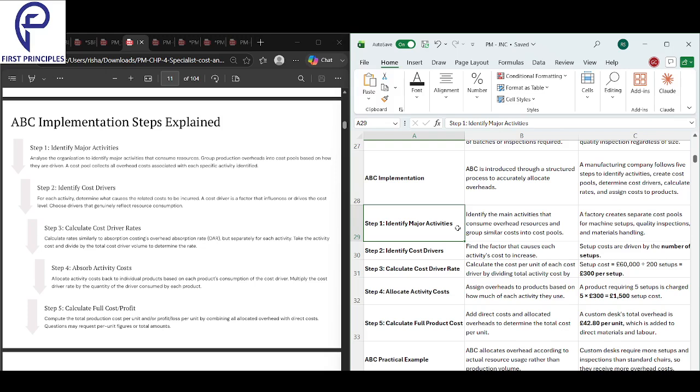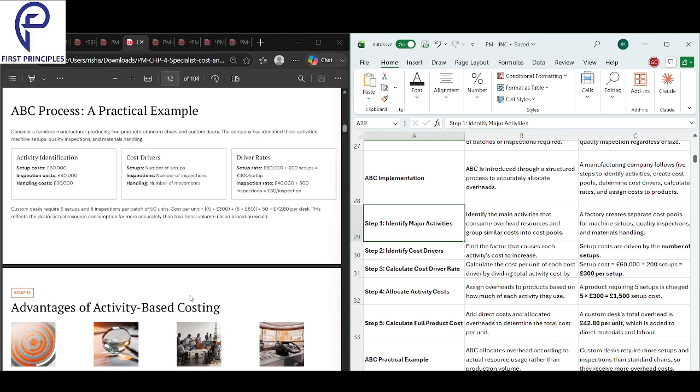Third, calculate the cost driver rate. Per cost driver, how much is it costing? As you increase the cost driver, it will go up. So how much is one setup costing? For example, 60,000 was the total setup cost and you did 200 setups. What was the per setup cost? 300. Next, allocate your activity cost. Assign your overheads to products based on how much of each activity they use. Finally, calculate the full production cost. Okay, we'll look into a sum.